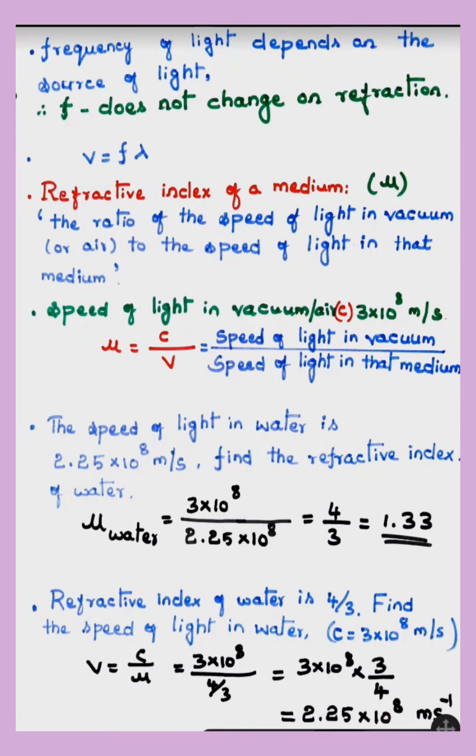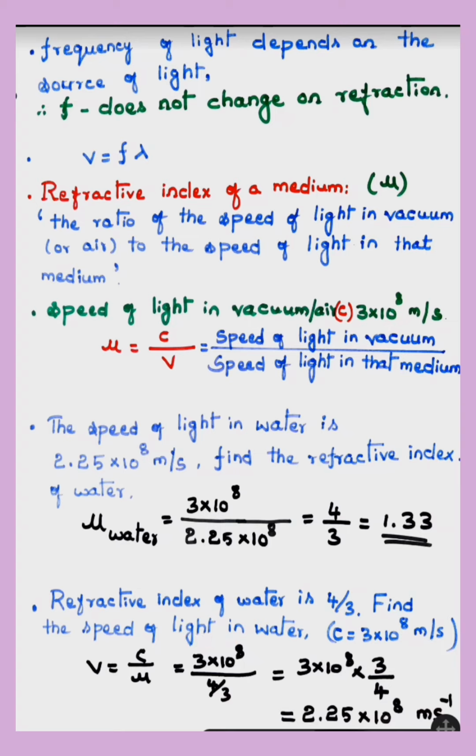Next, moving to another sum. The refractive index of water is 4 by 3. Find the speed of light in water. We know the formula relating the speed of light in that medium and the refractive index. Mu is equal to C by V. Here we need to calculate the V value. Make V the subject of the formula: bring mu to the denominator, and V goes to the numerator. Hence, V is equal to C by mu, and substitute the values.